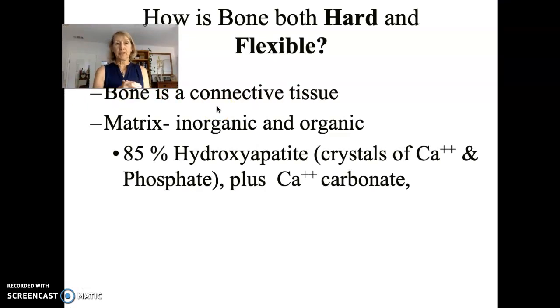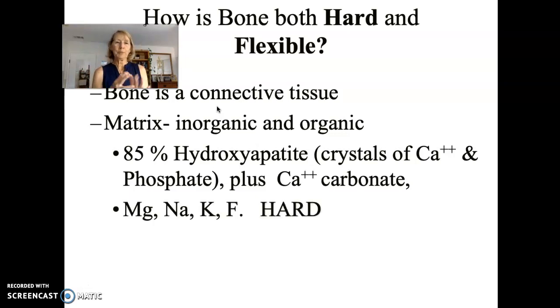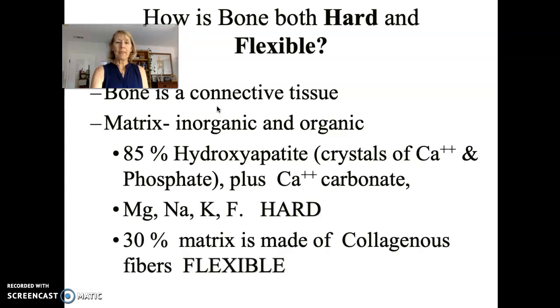So what is the matrix? Remember that term matrix. It's mostly hydroxyapatite crystals. So they're crystals of calcium and phosphate and calcium carbonate. So think of calcium. Calcium phosphate is making up the majority of this bone that's making it hard. It also has magnesium and sodium, potassium, but really if you just remember that it's calcium, calcium phosphate, and calcium carbonate, that's where we want you to be.